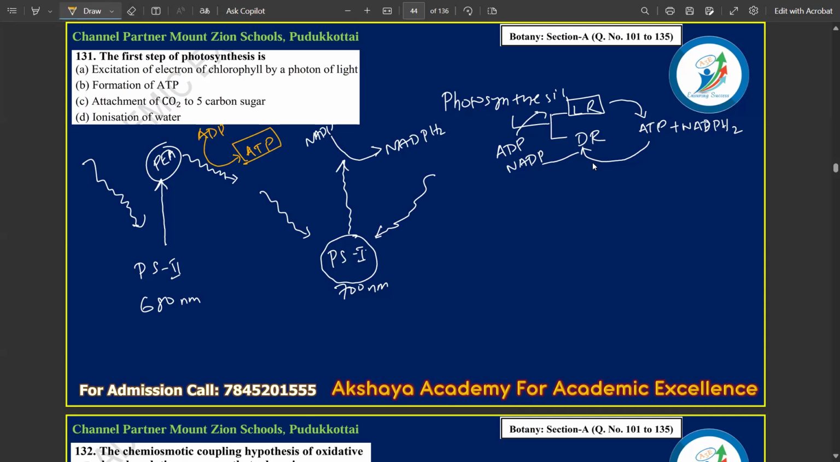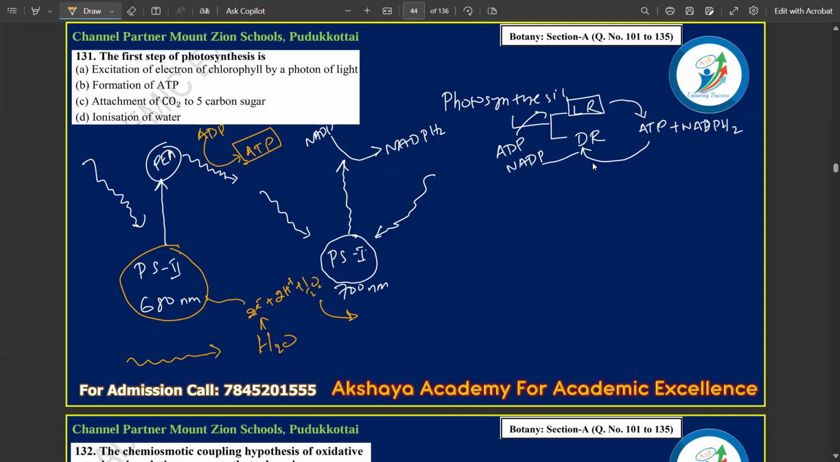Then what happened? Since the electron is lost by PS2, those electrons have to be replenished or restored, and it is done by splitting the water molecule. The water molecule gets split because of the light. It's called photolysis of water. As a result of photolysis of water, it generates 2 electrons, 2 protons, and oxygen. The oxygen is released, which is consumed by us or used in aerobic respiration.